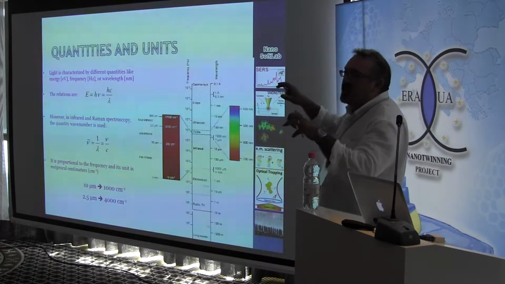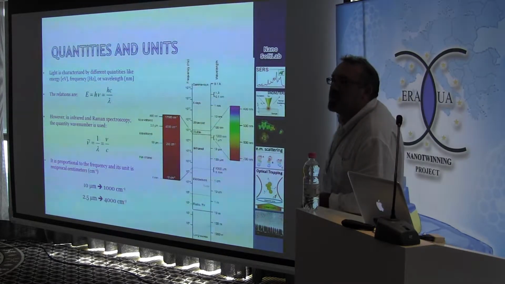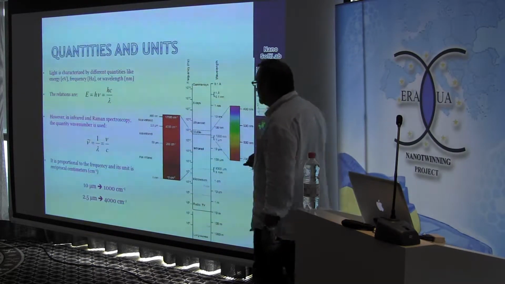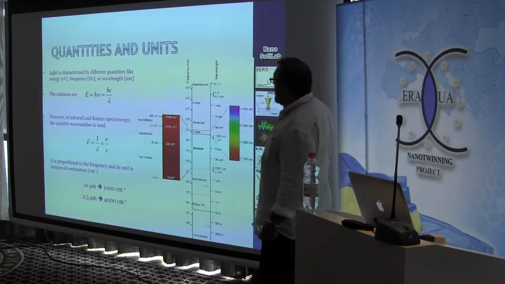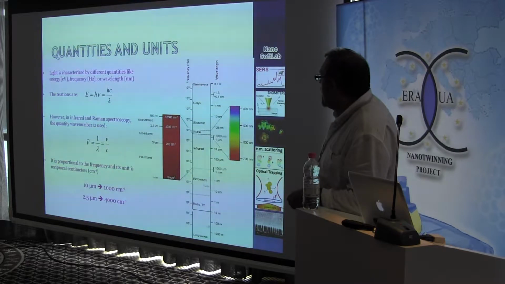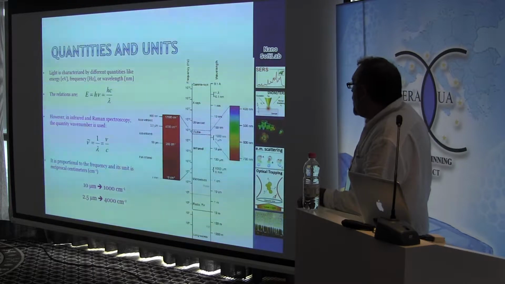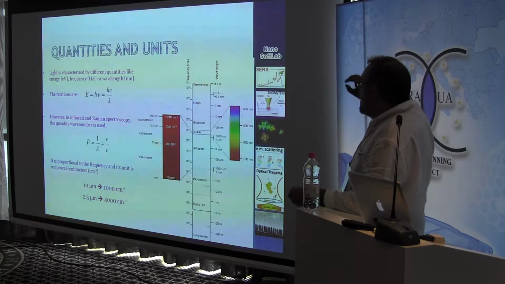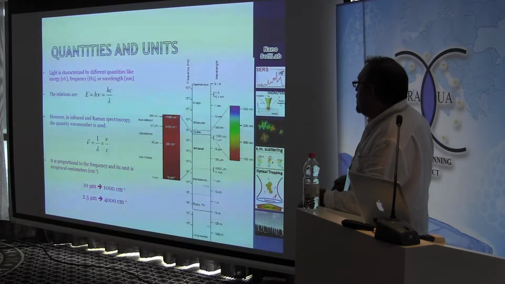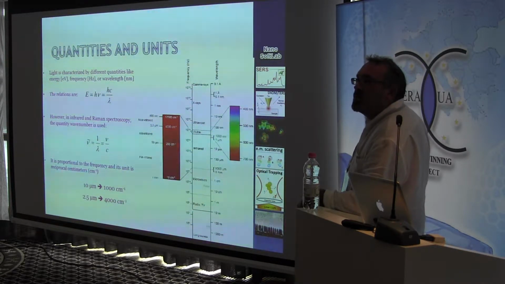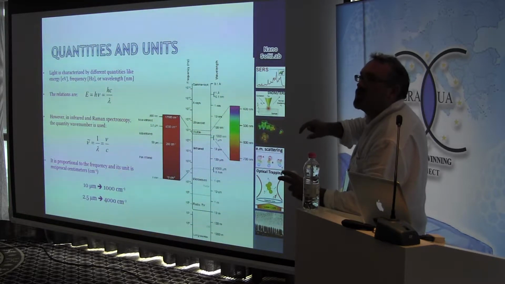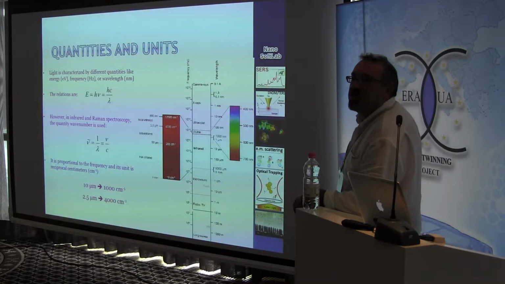Instead of using meters, we use reciprocal centimeters. The formula is like this, nu equals 1 over lambda, and the reciprocal wavelength is much better suited to deal with this kind of problems. Just to keep in mind, 10 micrometers are equivalent to 1,000 centimeters to the minus 1. 2.5 microns are equivalent to 4,000 centimeters to the minus 1. There is a very simple formula: nu in centimeters to the minus 1 is 10 to the 7 over lambda in nanometers.